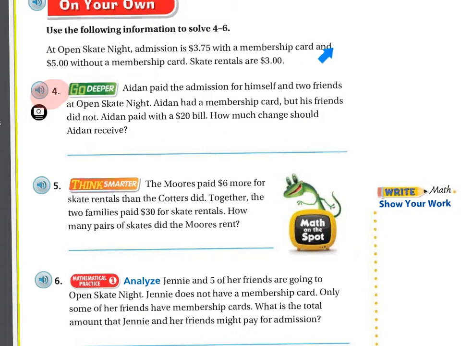So again, you're going to need to use this information. On open skate night, admission is $3.75 with a membership card and $5 without a membership card. Skate rentals are $3. So we're going to want to figure out how much it is for him and how much it is for his friends, and the prices are going to be different.